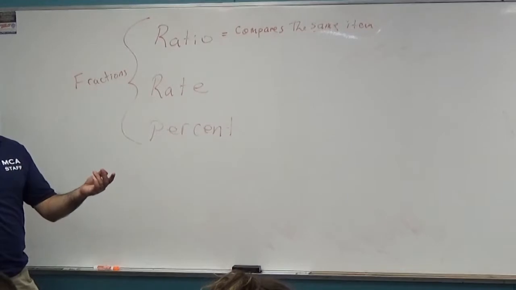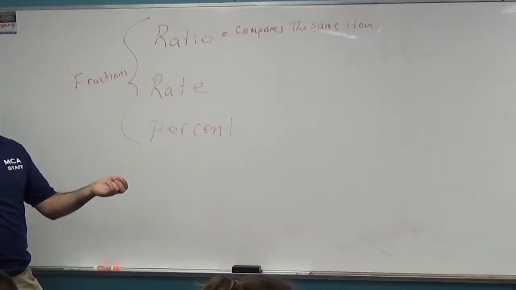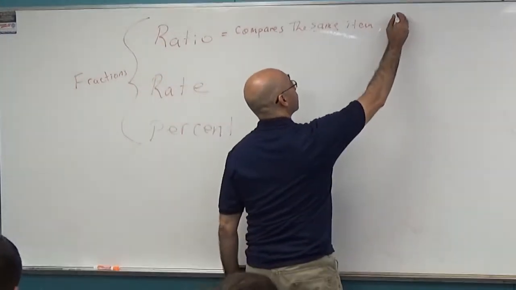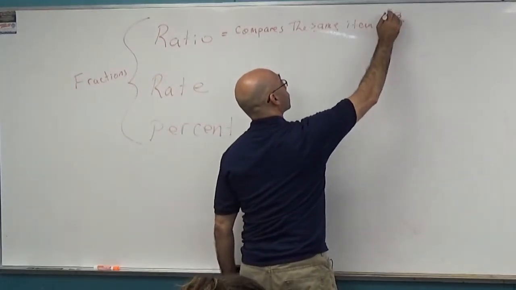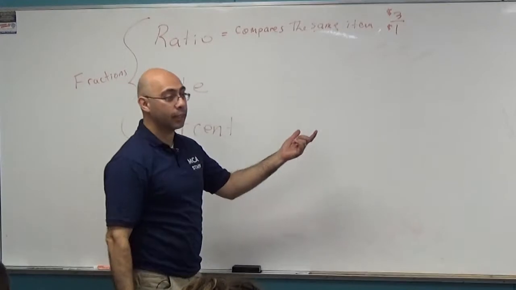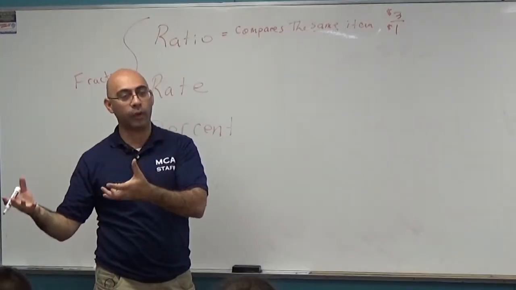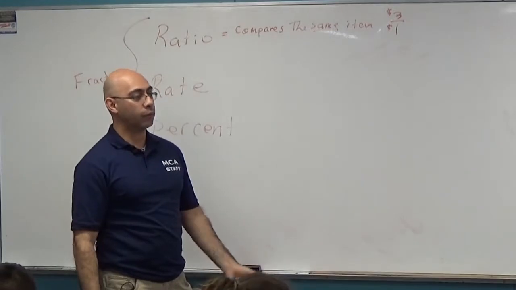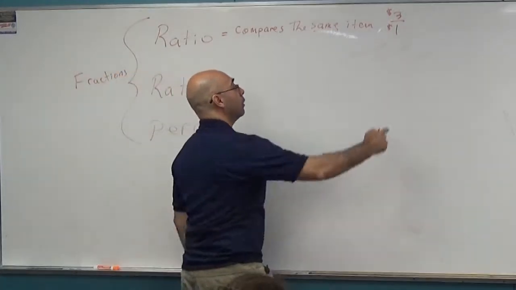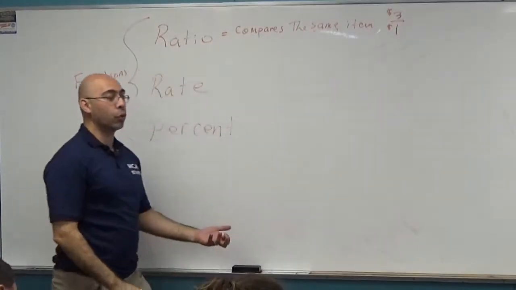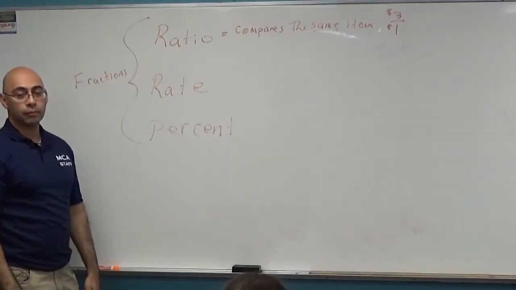For example, I give out money in a ratio of 3 to 1. That means one kid, $3 to $1, for example. That means one kid would get $3, another kid would get $1. So if I had $4, one kid would get 3, the other one get 1. So these guys are the same unit. They're both dealing with dollars.